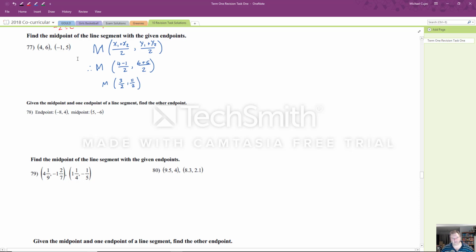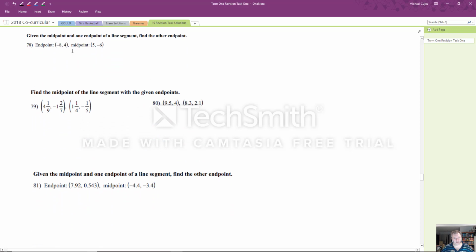Next one, slightly different question, but deceptively similar. Careful you don't get caught out. Given the midpoint and one endpoint, find the other endpoint. Well, let's call this endpoint x1, y1. So I'm going to be looking for x2 and y2. So the x-coordinate of the midpoint, 5, that's going to be made up of negative 8 plus the other x-coordinate divided by 2.